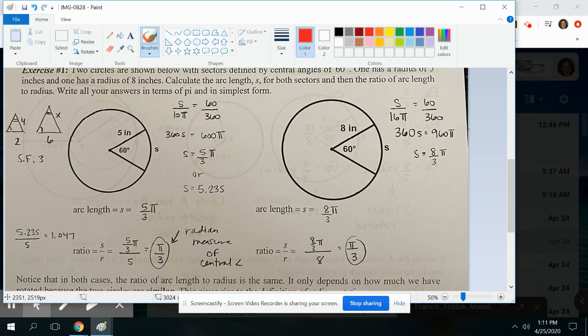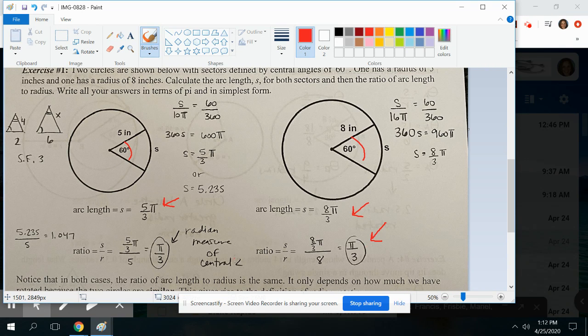Same thing on this other circle. I'm trying to show you that if you set up the arc length compared to the circumference, that's equivalent to 60 degrees out of 360. Yeah, the arc lengths might be different. This was 5/3 pi, this is 8/3 pi. But once I look at that ratio again, I still get the same radian measure, which makes sense. These are both 60 degrees, so these should be the same measure in the other system.